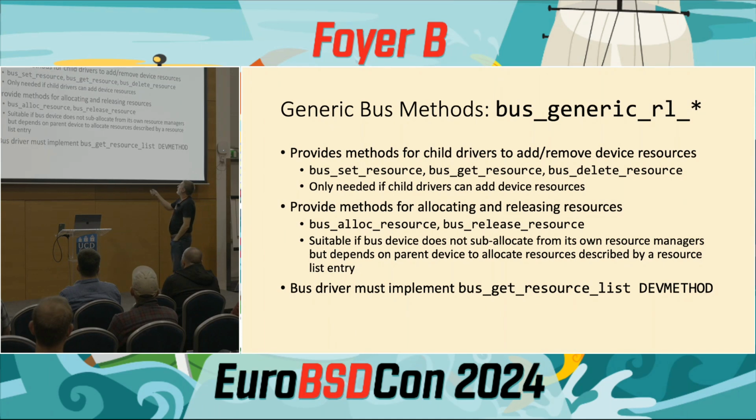The one caveat of using these helpers is your bus must implement a new method called bus get resource list. The job of that method is, given a child device, to return a pointer to the resource list for it. So typically what you do in that method is you get the IVARs for your child device, and you return the resource list that you stored in the IVARs, because that's what you're supposed to do if you're using resource lists.